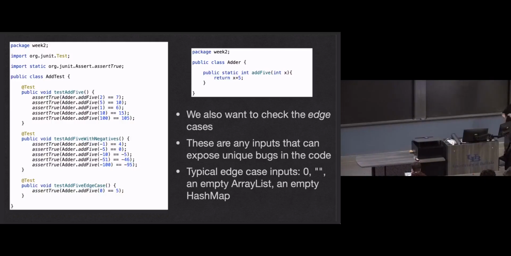These are commonly 0, empty string, empty array, empty hash map. This is a good starting spot, those 4, depending on what your input type is. Those are the good starting points for edge cases. What happens when I have no data? It's very easy to write bugs with this as the case.